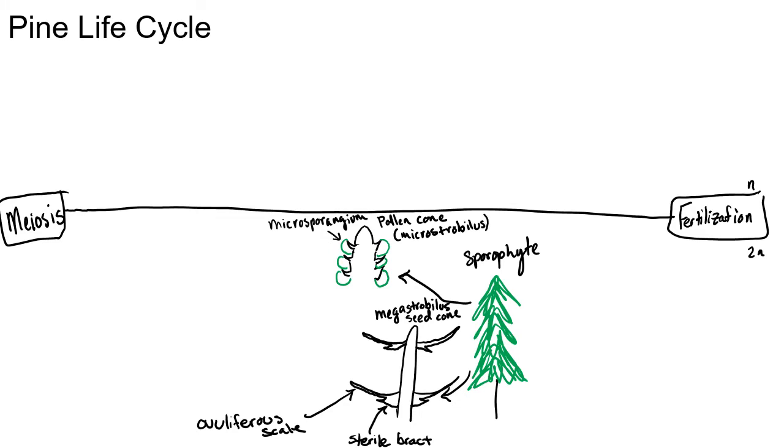So the megastrobilus, you have the megasporangium, and that is surrounded by this tissue called the integument. And I will label this all after we go through meiosis. So inside the megasporangium is the megaspore mother cell. Inside the microsporangium, there would be many microspore mother cells.